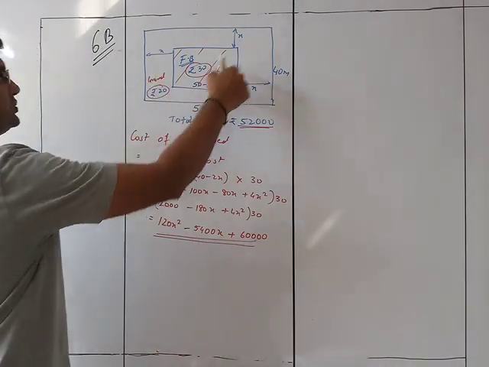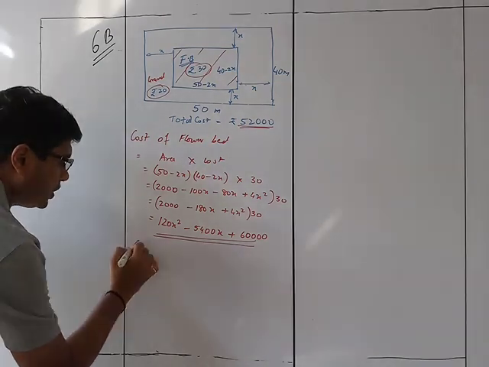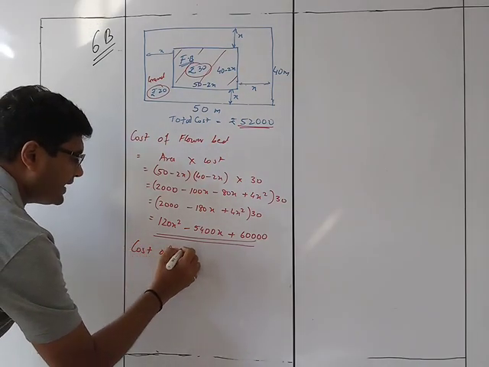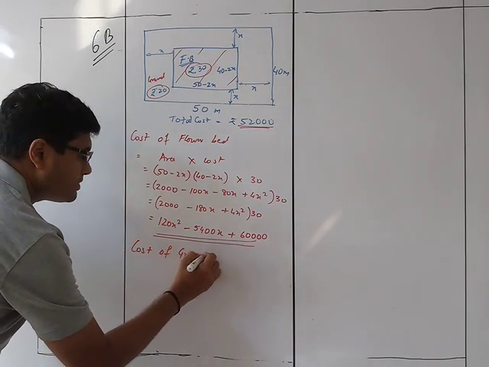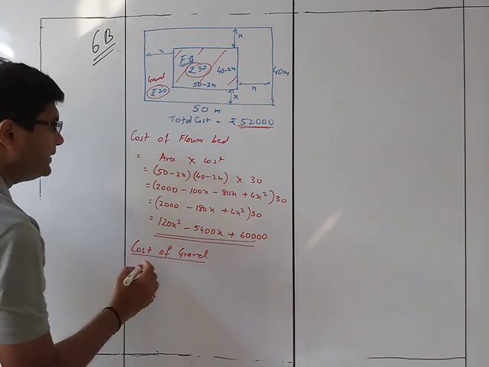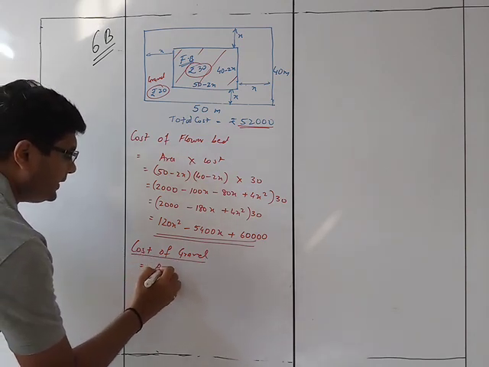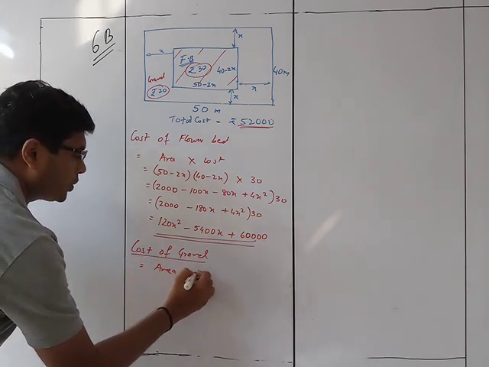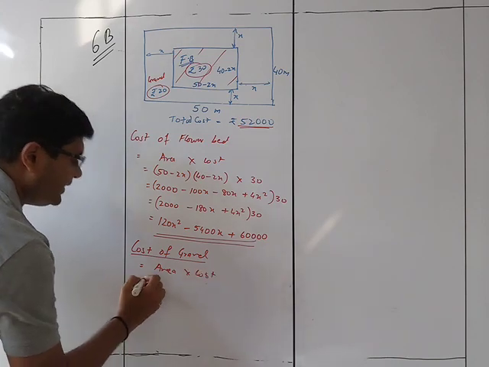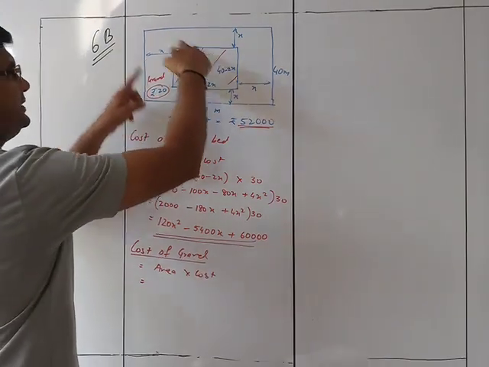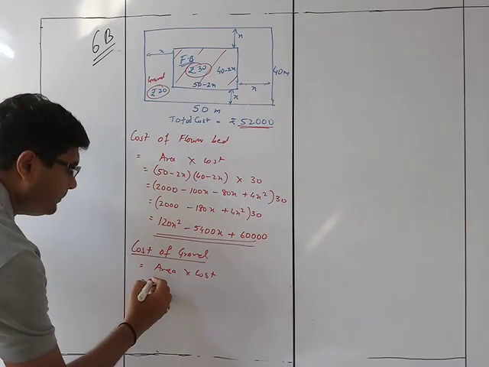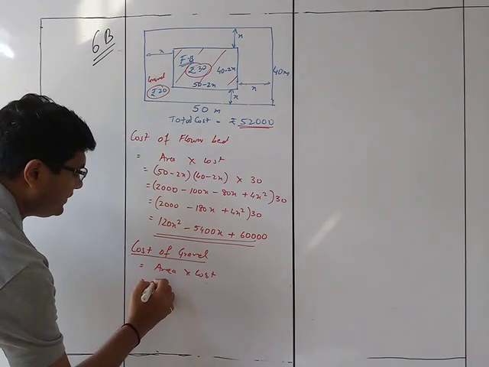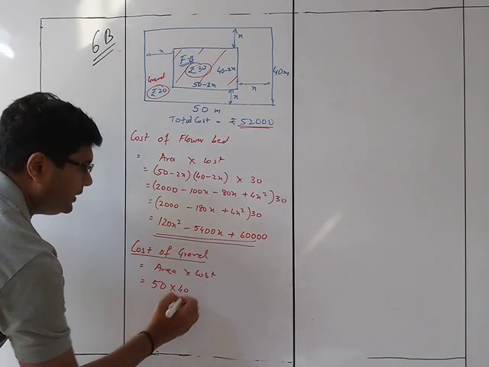Now let's take the cost of graveling. Cost of graveling is equal to area into cost. Now what is the area? Area will be this bigger one minus this one. So it will be 50 into 40.